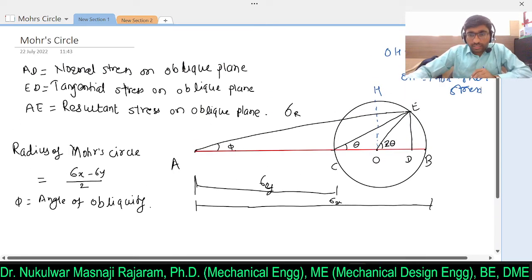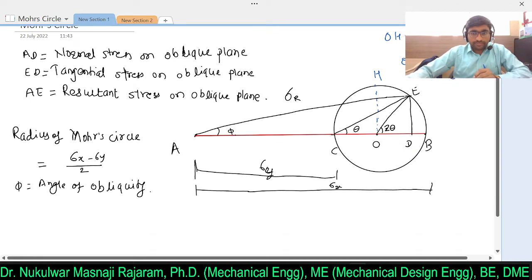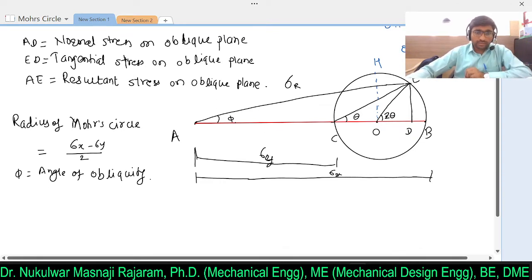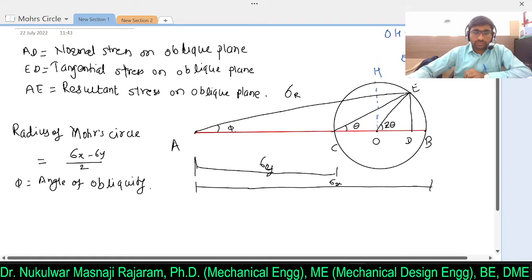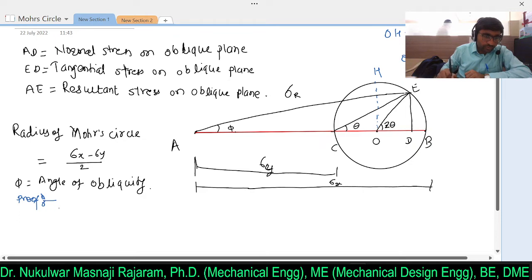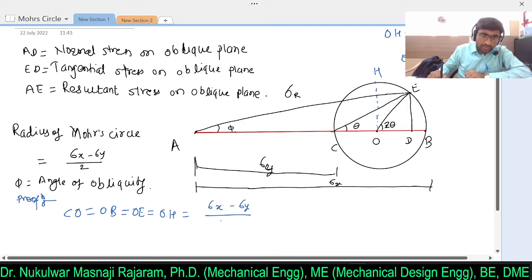How to mark, why to mark this 2 theta? Let's understand by the analytical method. We will just recheck whether the things are correct or not. Now here I will write the proof for this Mohr circle method. First I will write the radius of the circle, that is CO equal to OB, equal to OE, which is again equal to OH. So that will remain the same, that is sigma x minus sigma y divided by 2.